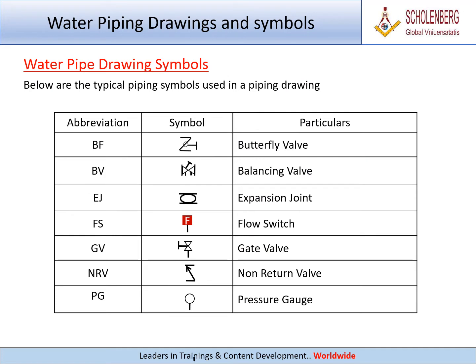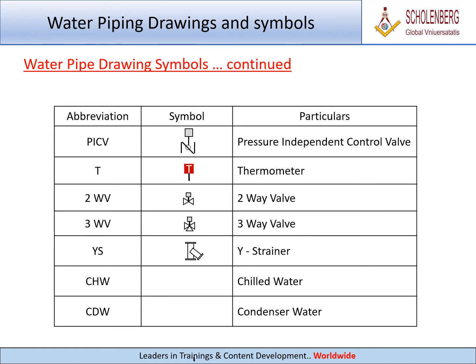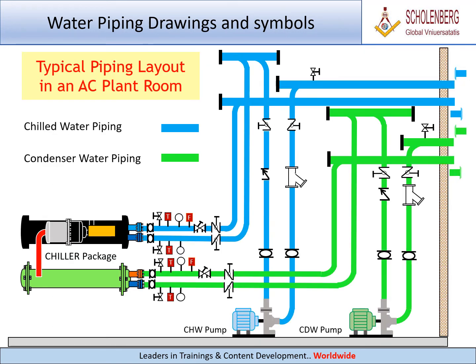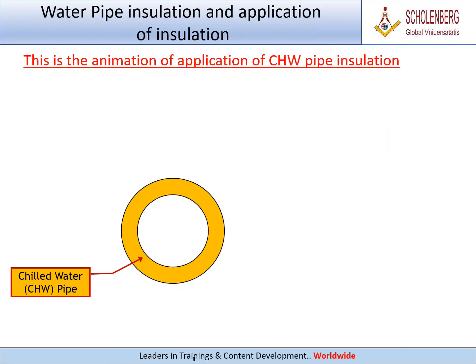Water pipe drawing symbols. Below are the typical piping symbols used in a piping drawing. Typical piping layout in an AC plant room. This is the animation of application of chilled water pipe insulation.